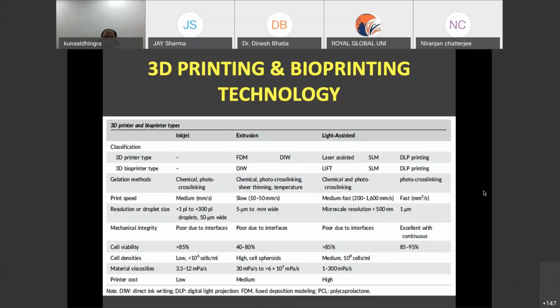So under extrusion, we have the fused deposition modeling printer, and one which is based on direct ink writing. And in light assisting, we have the laser melting as well as the direct light processing printer. So these are the printers which we commonly see. But with regards to 3D printing of a tissue, what role do they play and what is their efficacy?